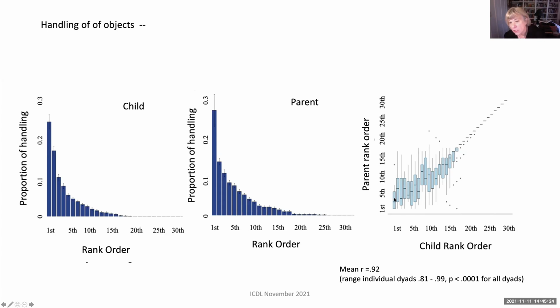The correlation between the rank order of a parent and its infant's play is very, very high. The mean R across every child and parent, across all the dyads, is 0.92, and every child-parent correlation is individually reliable. They are really coordinated in the frequency with which they touch the objects.